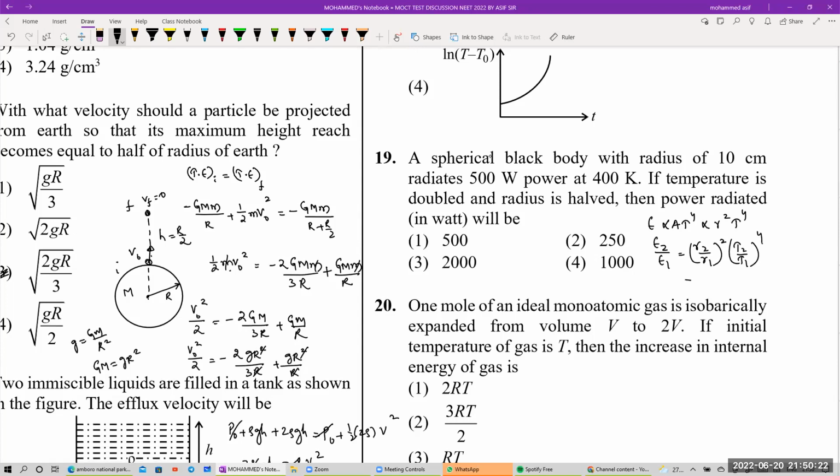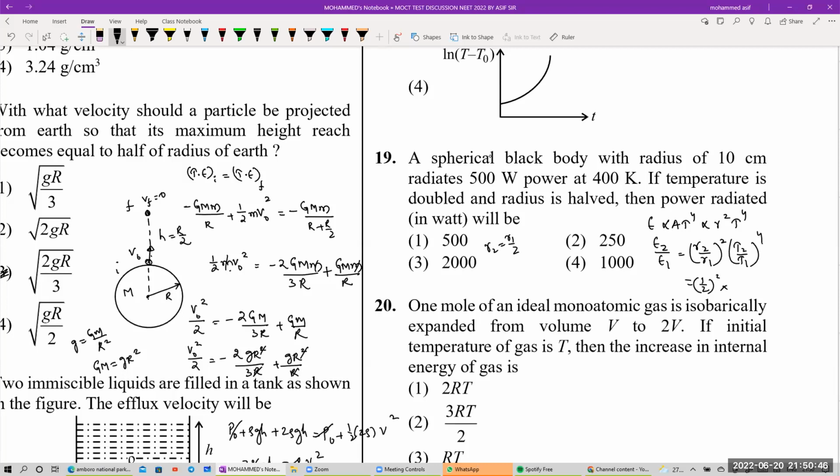Let's see, how much is R2 by R1 given? This is given for me. If the temperature is doubled and the radius is halved, that means R2 becomes half, that is R by 2. R2 is equal to R1 by 2, so this becomes (1 by 2) whole squared. R1 and R2 will get cancelled.